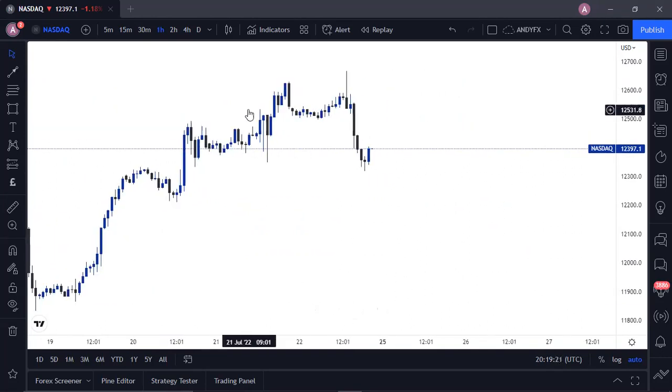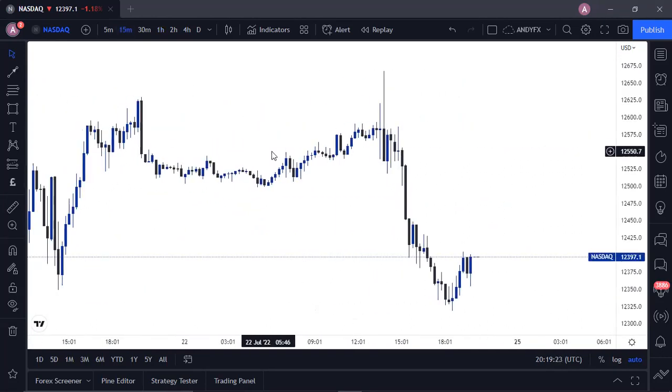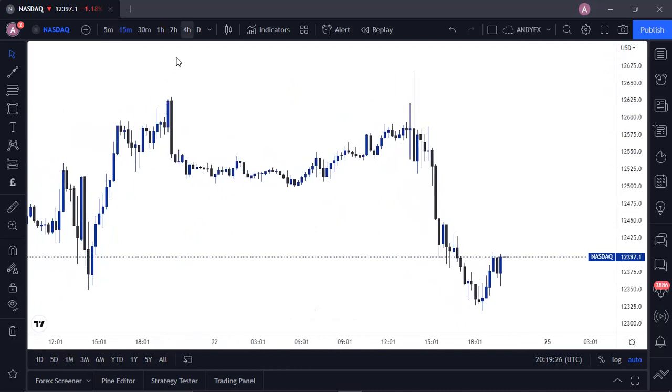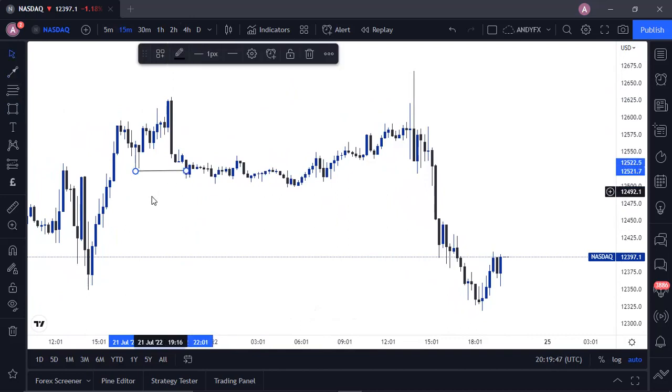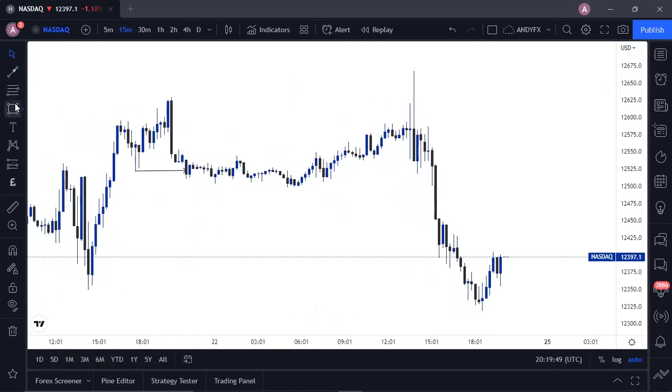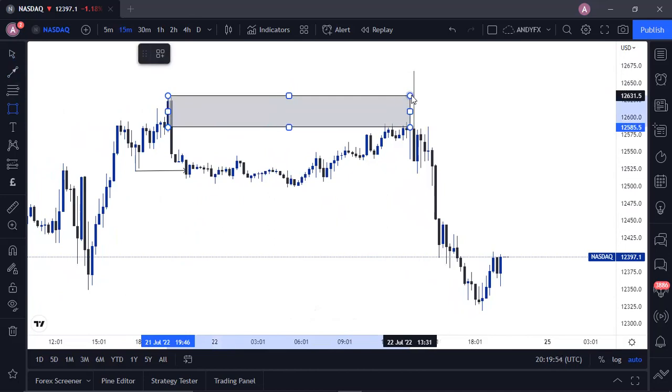Last week we took a sell on Nasdaq on Friday. The reason why we took a sell, we had a change of character here on the M15. So this is how I found my point of interest.